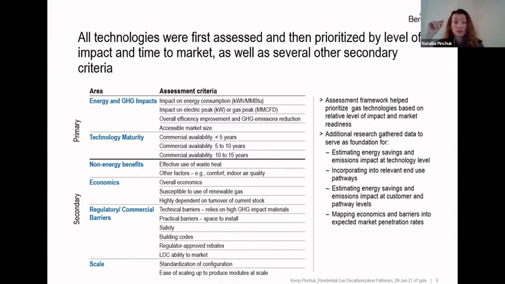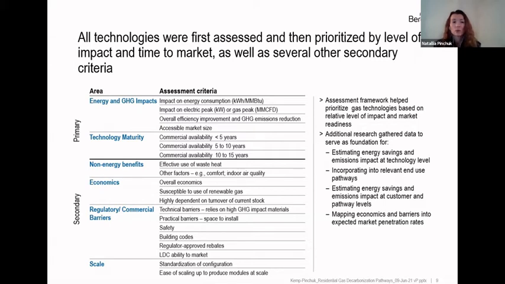But what we're really interested in is something, if it's mature enough today or in the next 5 years, that you can reduce greenhouse gas emissions today, while you're still trying to figure out what you're going to replace the natural gas with. That is where the real value is. So that's why maturity was such an important criteria for us to prioritize these technologies.